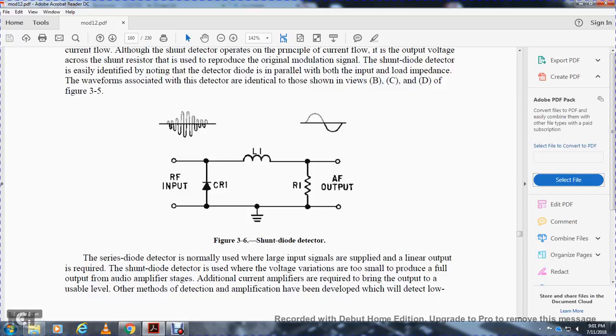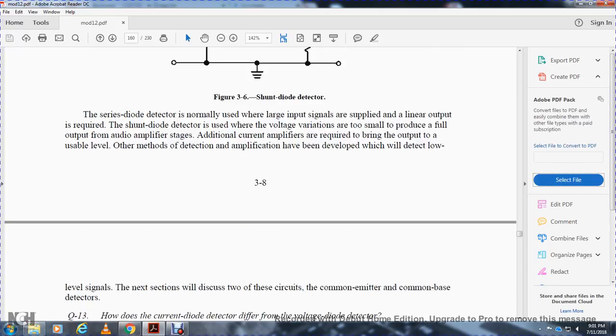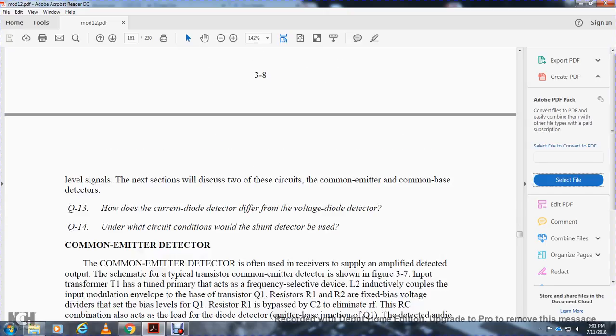Series diode detectors normally use a large input signal to supply a linear output, and require the shunt detector diode to achieve the voltage variation. This is too small to produce the full output of the audio amplifier stage, so additional current amplifiers are required to bring the output to a usable level. One method of detection amplification has been developed to detect a low level signal. The next section will discuss these two circuits: the common emitter and the common base detector.